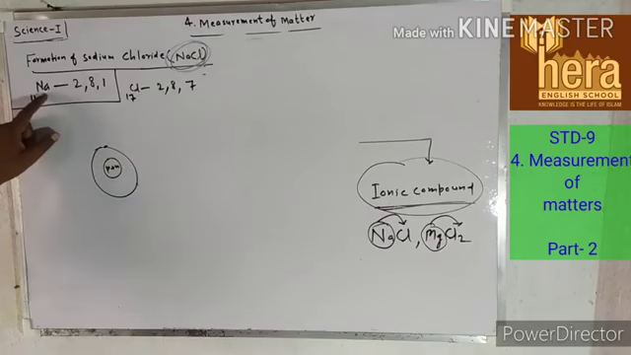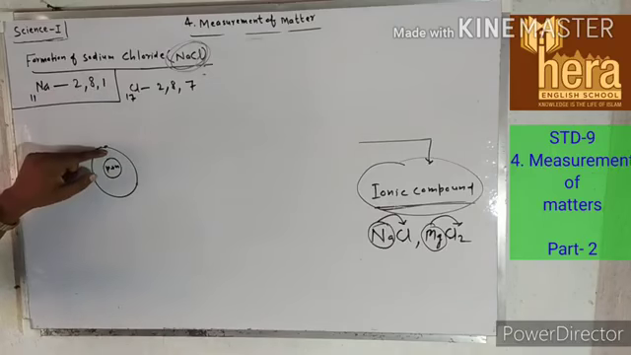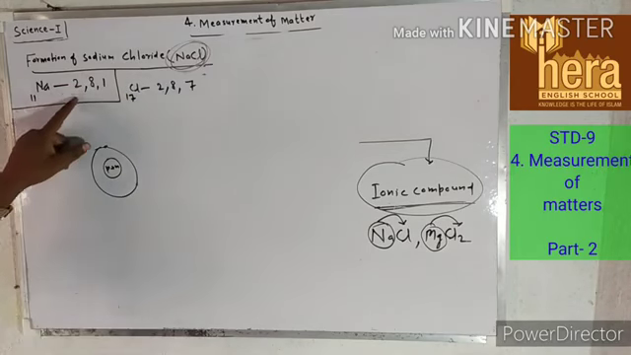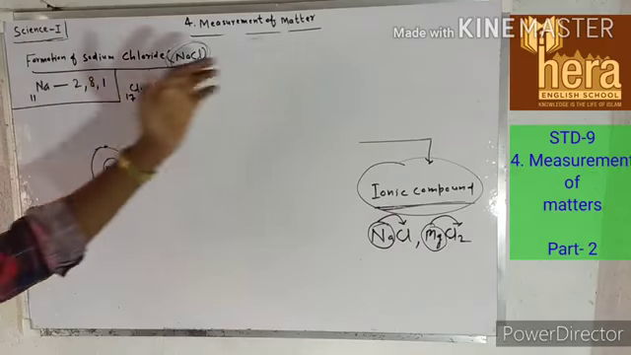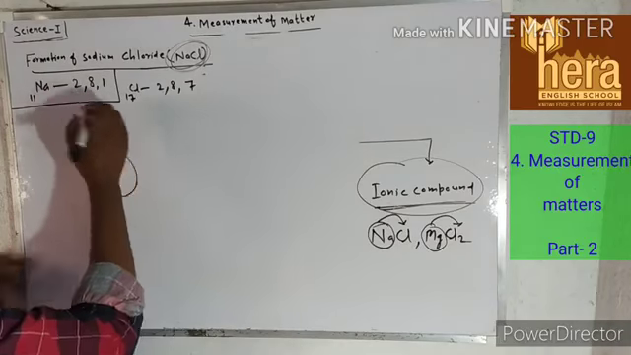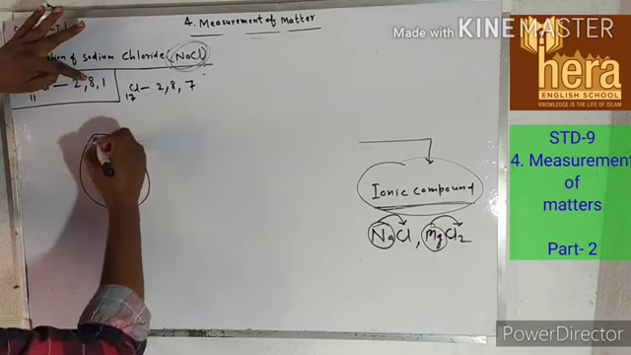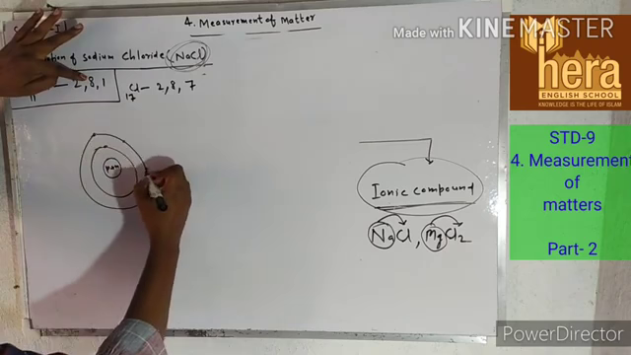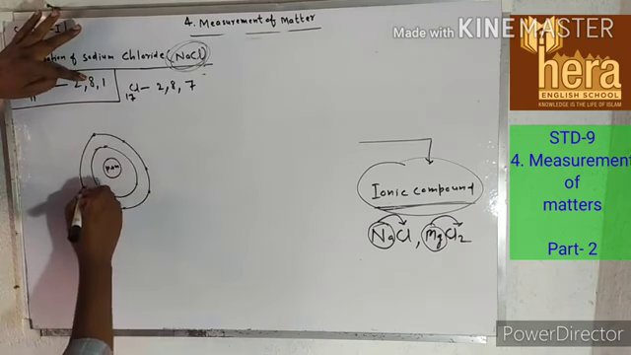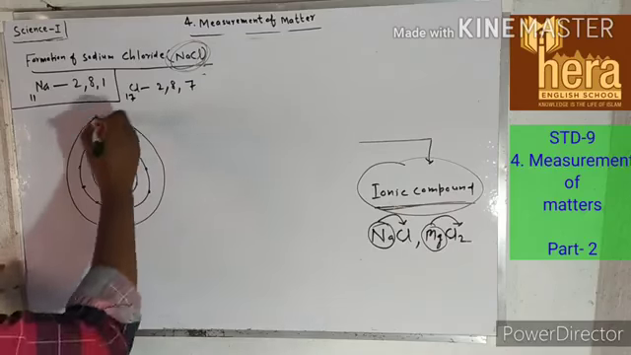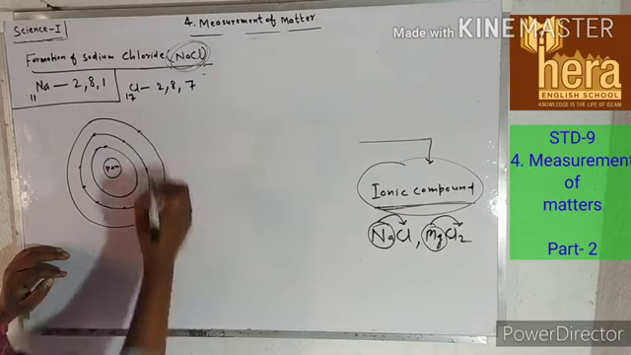In case of sodium, in the first orbit there are 2 electrons, 1, 2. The first orbit, the second orbit, the third orbit are represented by capital K, L, M, N, and so on. In the second orbit, how many electrons are there in sodium? In the second orbit there are total 8 electrons: 1, 2, 3, 4, 5, 6, 7, 8. And in the last orbit there is only 1 electron.